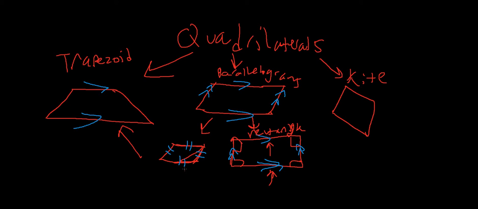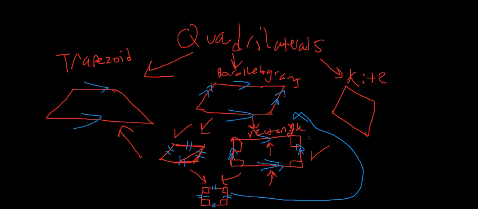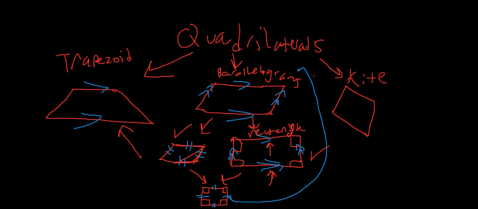Now you could have something that has all equal sides and all equal angles, and that turns out to be a square. So it has all 90s, right? So it meets the definition of a rectangle, and it has all equal sides, so it meets the definition of a rhombus. So a square is both a rhombus and a rectangle at the same time, and it's definitely a parallelogram. It's inside that, and it's definitely a quadrilateral, which captures all the different types.